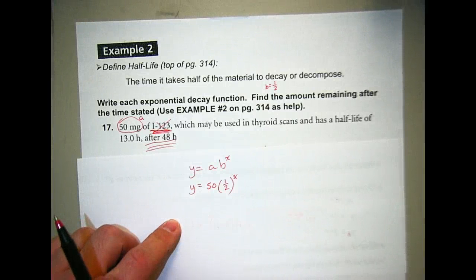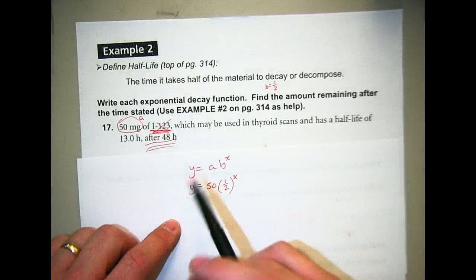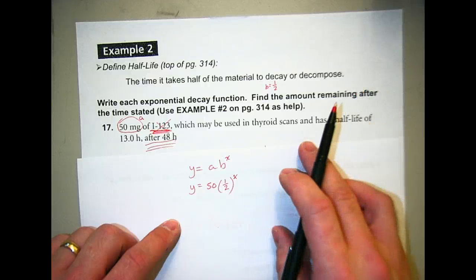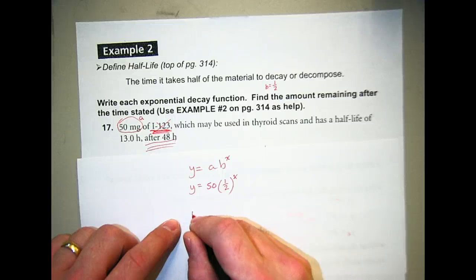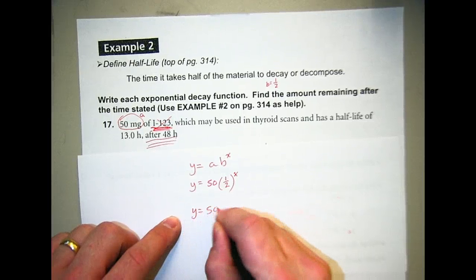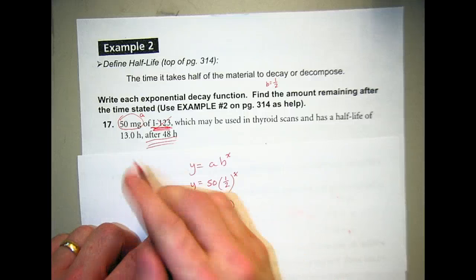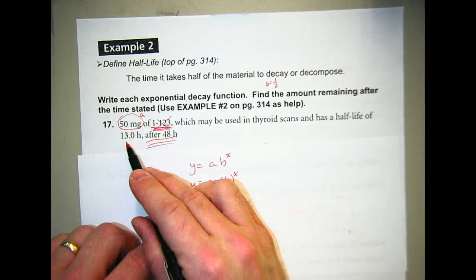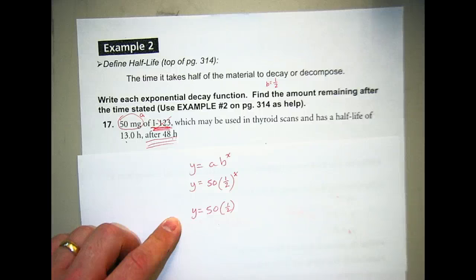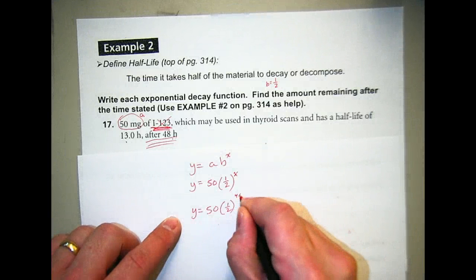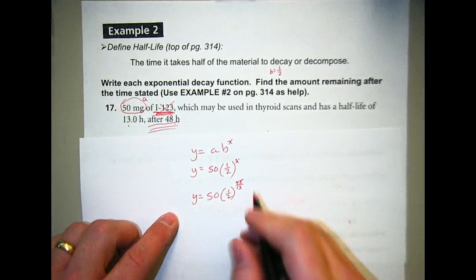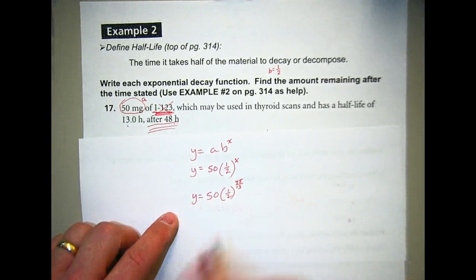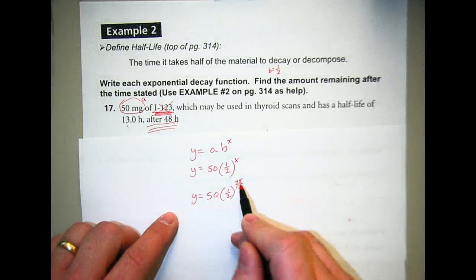3.7. Around 3, a little more than 3, right? How do you figure that out? Yeah, you divide 48 by 13. So you have to think logically. It has a half-life of 13 hours, and after 48 hours, well, that means I need to take the 48 and figure out how many 13s there are. 3.692. Cool. And so rather than having to possibly round it, I'm just going to make this my power up here.